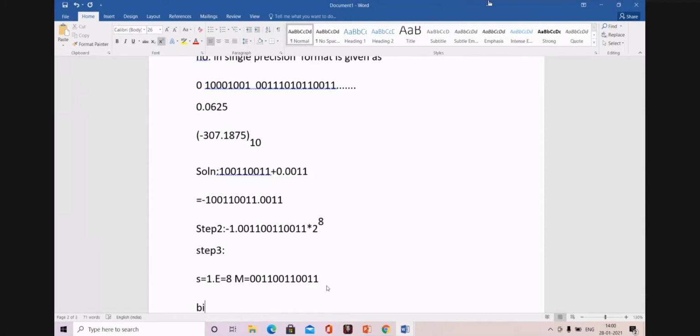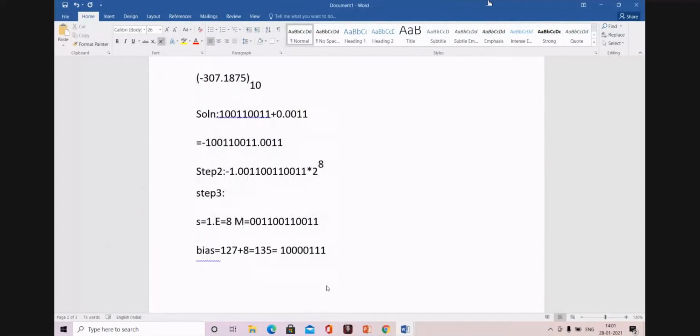Now the bias for single precision format is 127. Solving it, the biased exponent is 8 plus 127, which is 135 in base 10. When you convert it into binary you get 10000111 with base 2. Now 1 is the sign, then the exponent bits, and the rest will be your mantissa.